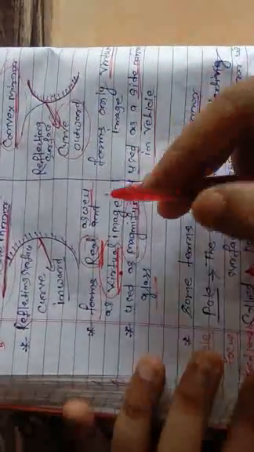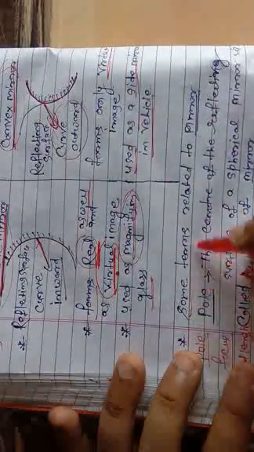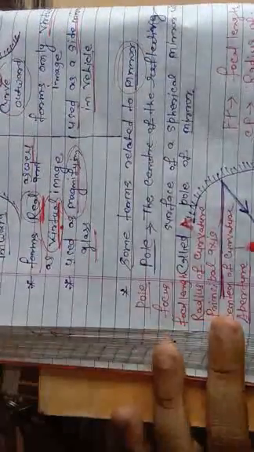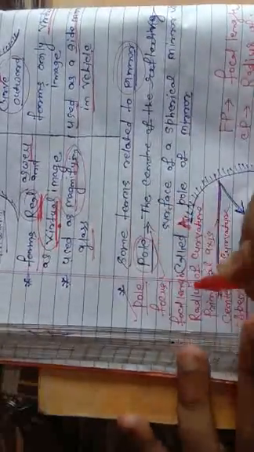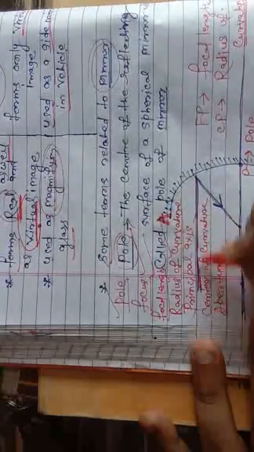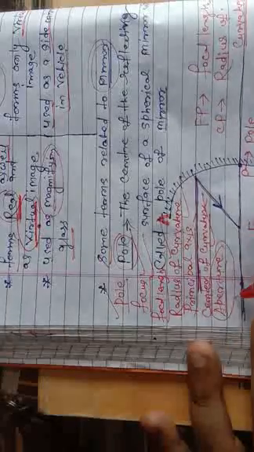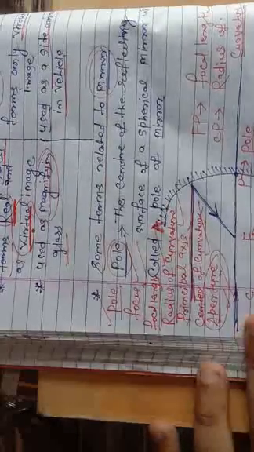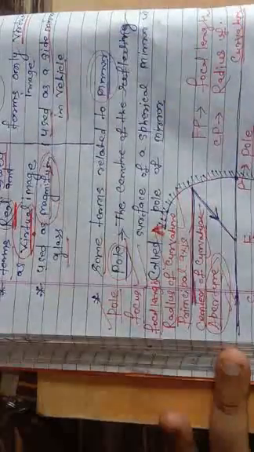Next, we have to understand some terms related to mirrors. First we talk about the pole, then focus, then the focal length, then the radius of curvature, then the principal axis, then the center of curvature, and after that we have to study about the aperture of the mirror. So one by one we will study about it.